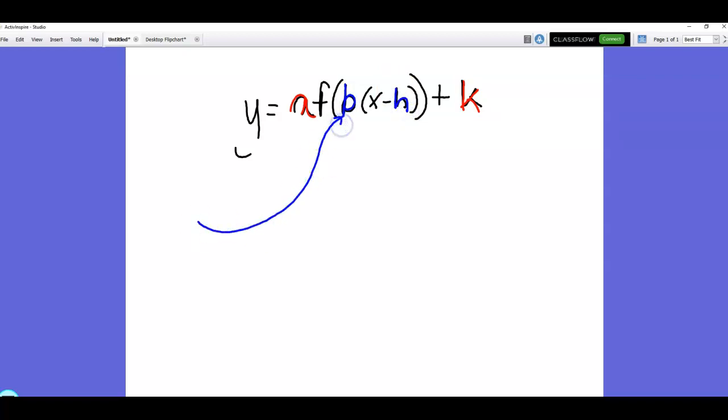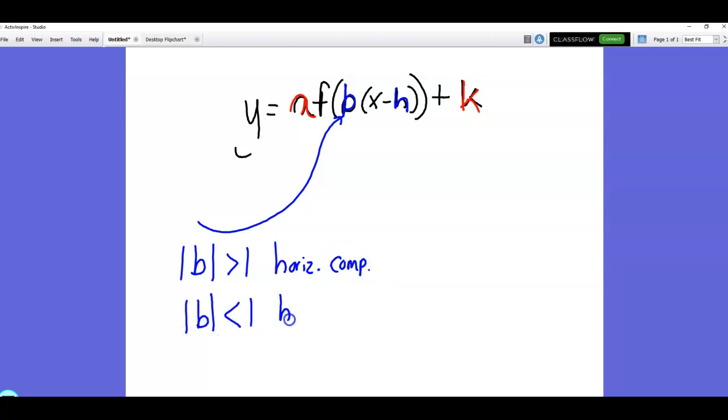So let's talk about those. The b is a lot like the a, but it's just horizontal. If the absolute value of b, meaning ignoring the sign, is greater than 1, then we have a horizontal compression. It actually makes your graph skinnier. If the absolute value of b is less than 1, then we have a horizontal expansion. It makes your graph wider.